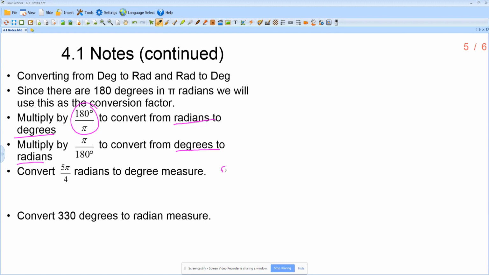So if I have 5 pi fourths and I want to convert to degrees, well, because I want to convert to degrees, I know that degrees needs to be on top, which is 180, and pi needs to be on bottom so that it will end up canceling. When you multiply this, you're able to do one of two things. You could either multiply this first or cross-reduce first. It's totally up to you. If I multiply 5 times 180, I get 900 over 4, which is 225 degrees.